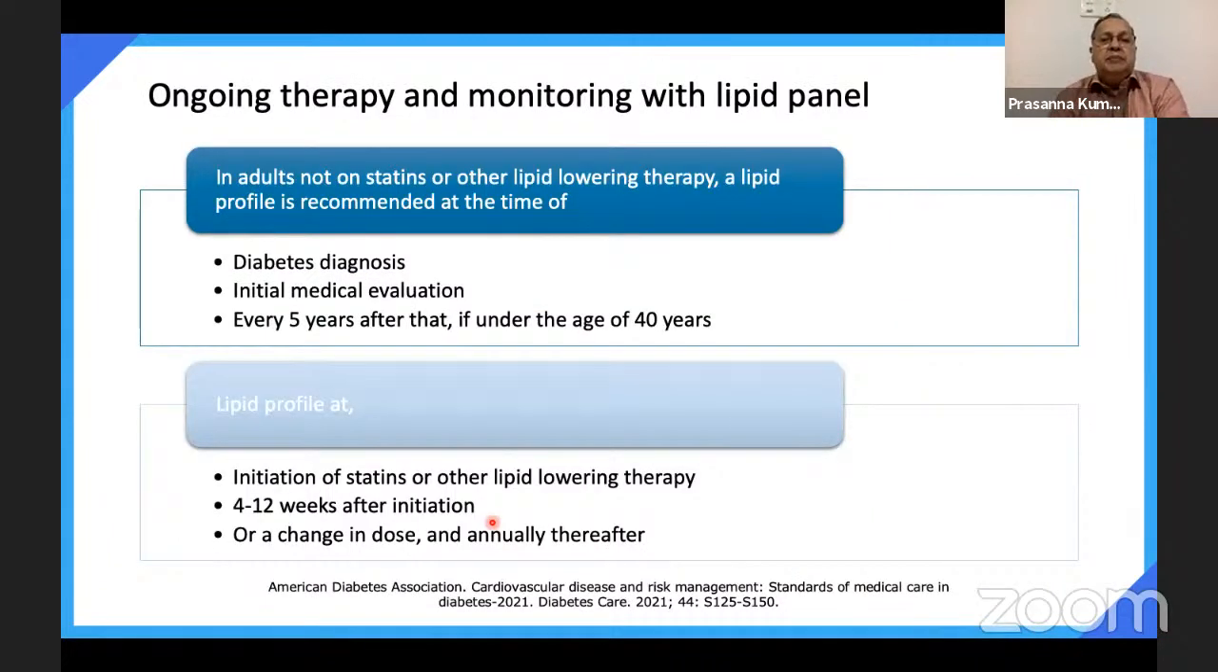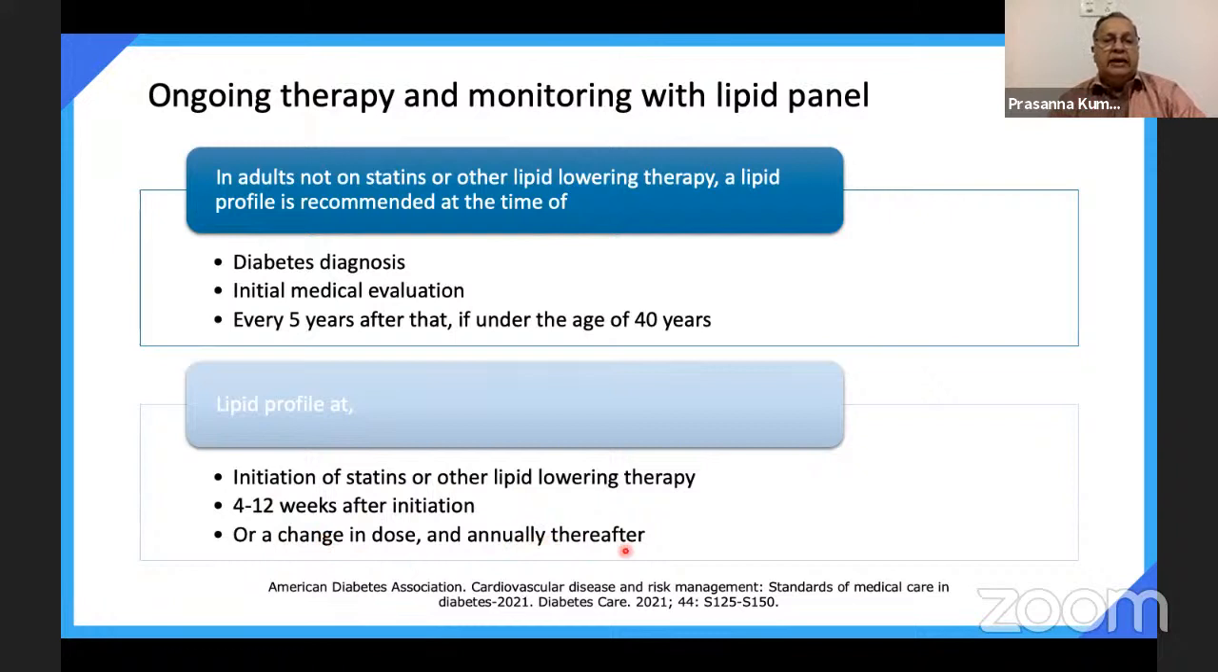Now, ongoing therapy monitoring with lipid profile in adults not on statins or other lipid lowering therapy. Lipid profile is recommended at the time of diabetes diagnosis, at initial medical evaluation, and every 5 years after that under the age of 40 years. Whole lipid profile should be done, don't ask for just cholesterol. At the initiation of statins or other lipid therapy, 4 to 12 weeks after initiation, or a change in dose, then annually.